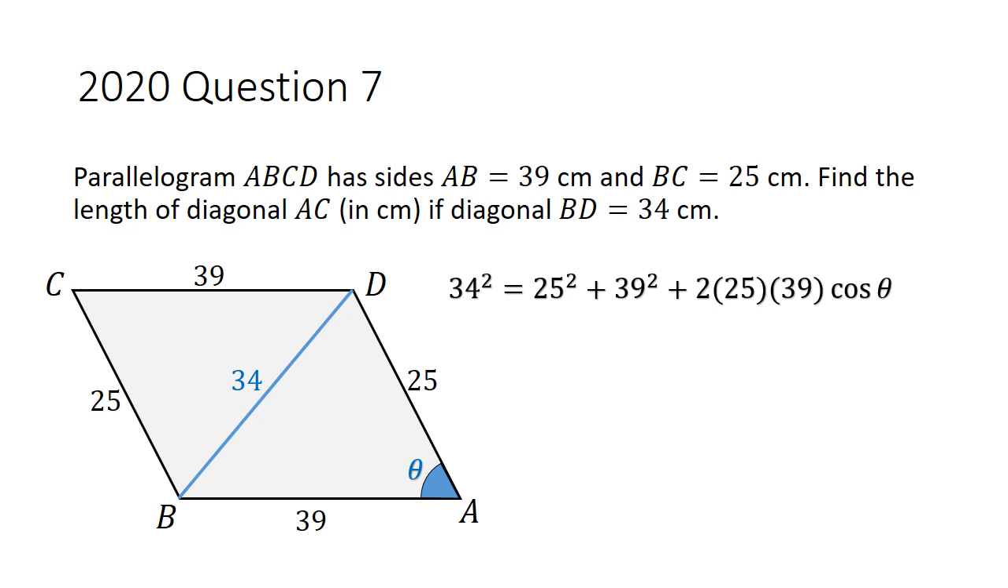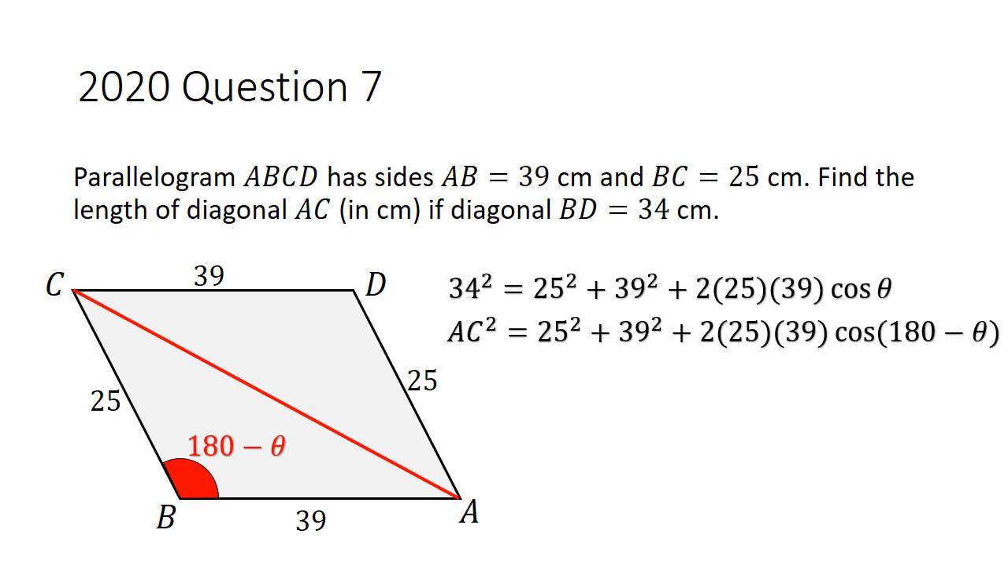So what we can do next is look at another triangle. We're going to use the triangle with AC, the unknown diagonal, as one of the sides. So triangle ABC. And angle ABC is the interior angle, so it will be 180 degrees minus theta, the previous included angle. So we can form another equation using the cosine rule again. Now this time the unknown diagonal AC squared equals 25 squared plus 39 squared plus 2 times 25 times 39 times cosine of 180 minus theta.